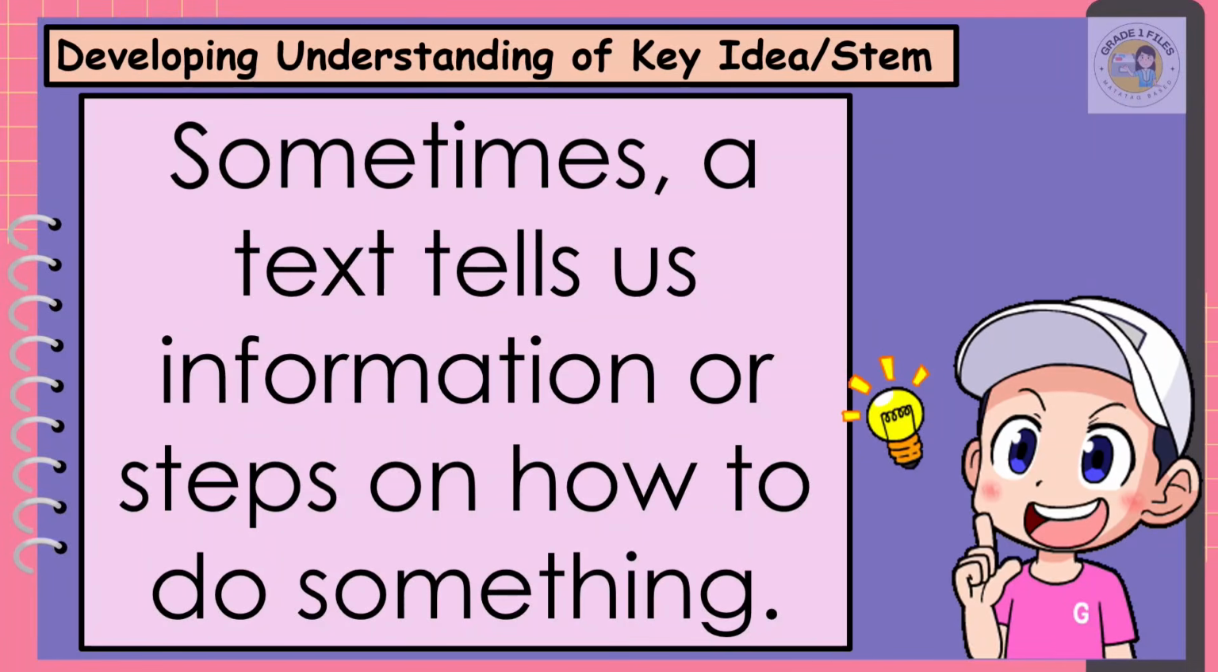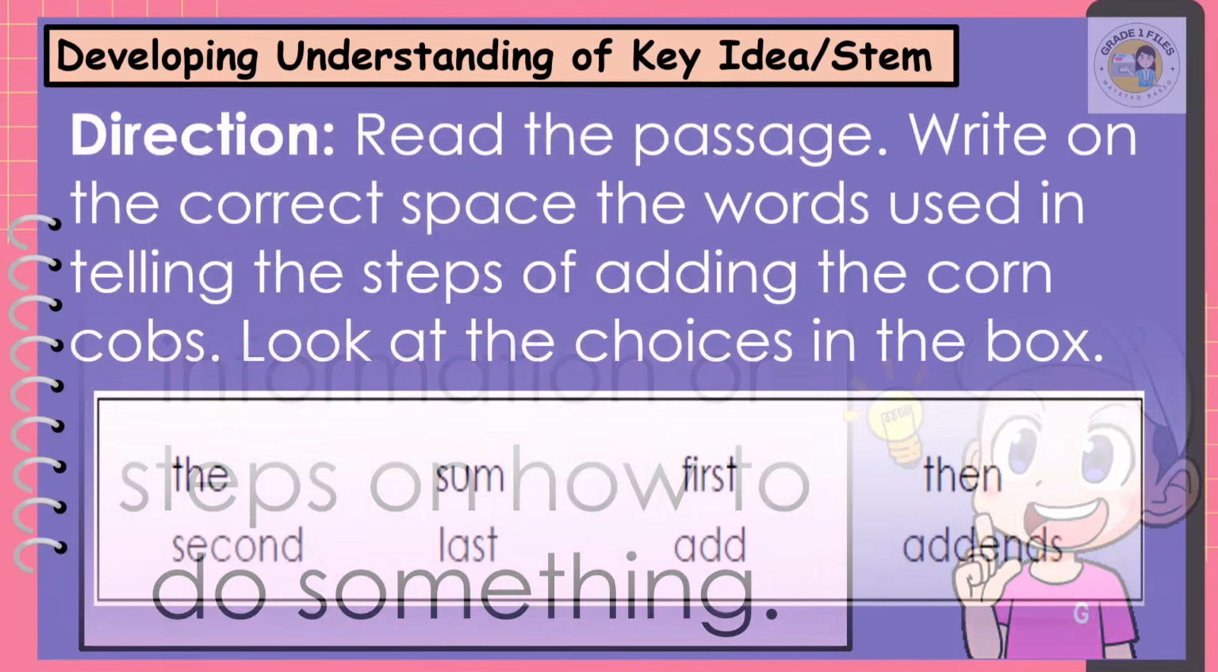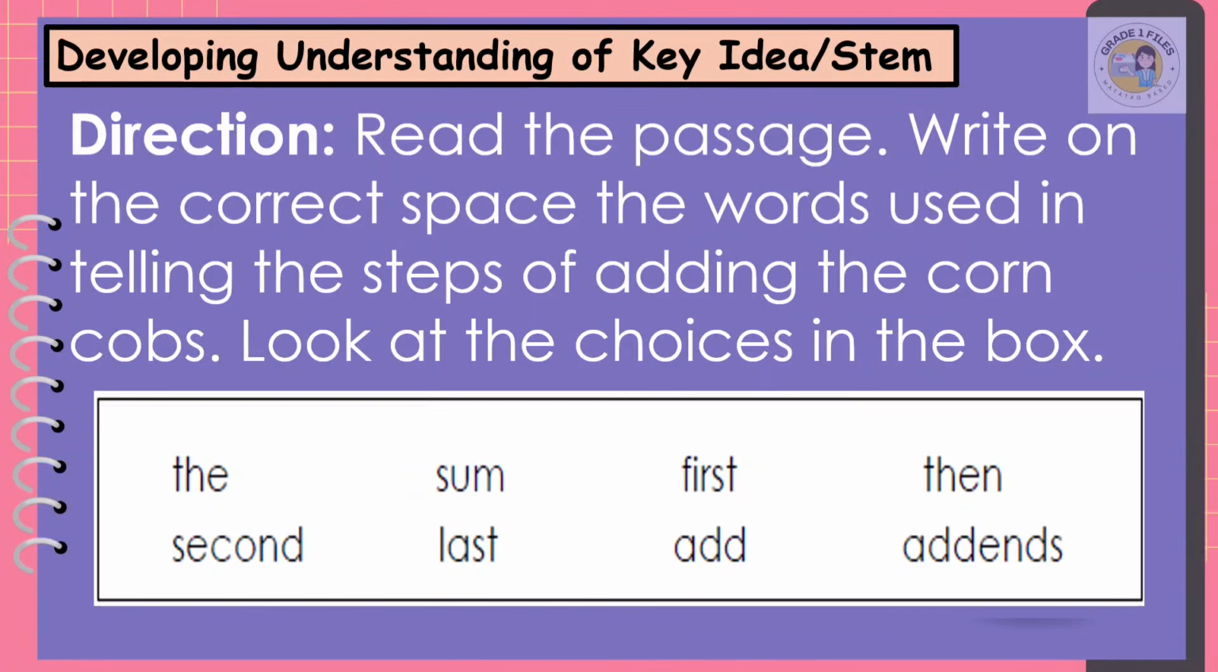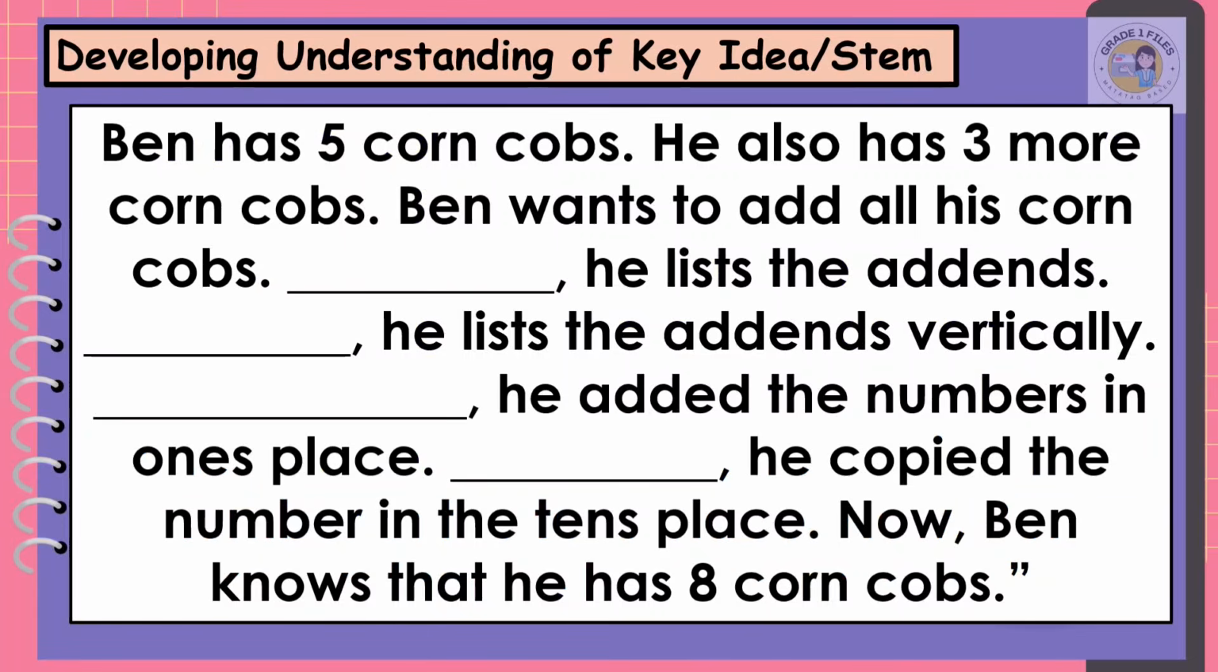Sometimes, a text tells us information or steps on how to do something. Now, read the passage. Write on the correct space the words used in telling the steps of adding the corn cobs. Look at the choices in the box.